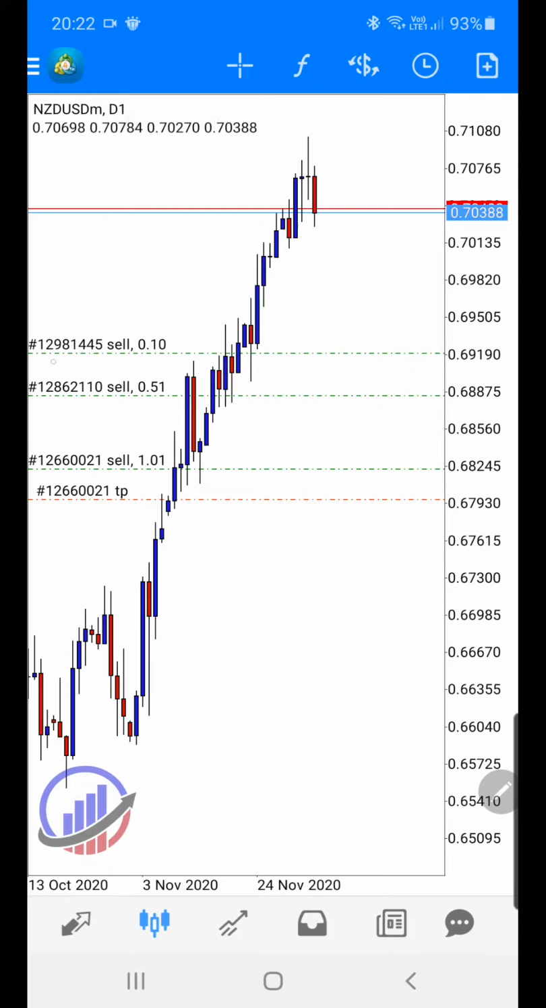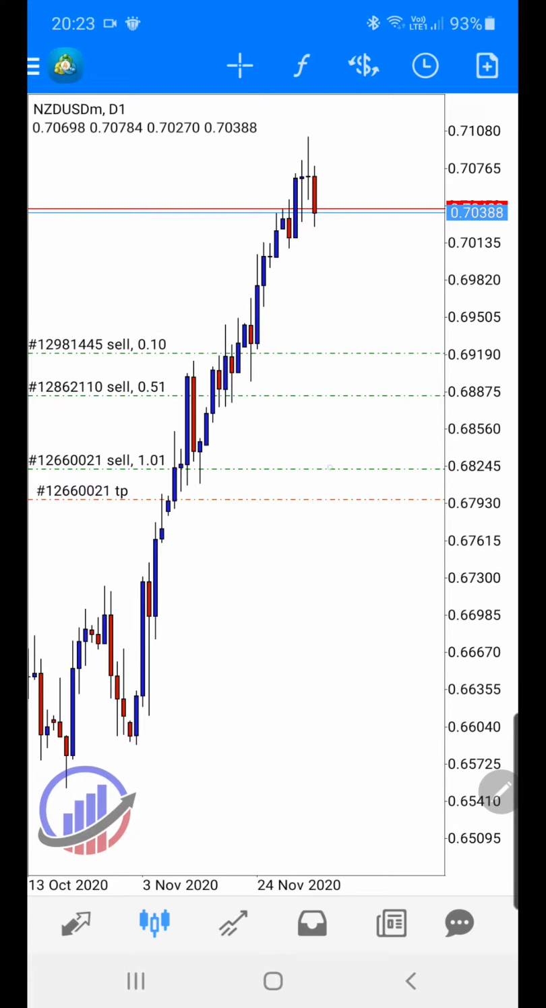So what you see here, a hashtag and some reference number, these are your trade levels. Okay, we have a TP, a red color dotted line here, and we have sell, 0.1. What are these? Okay, these are your lot sizes that you entered.